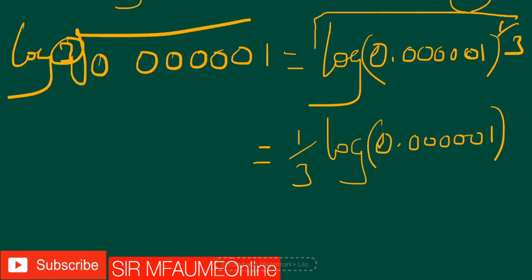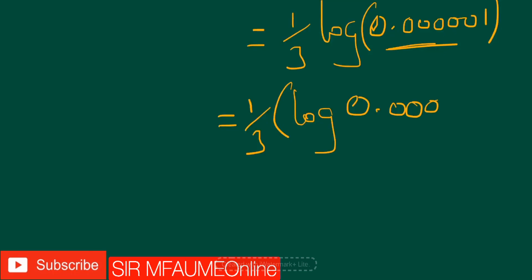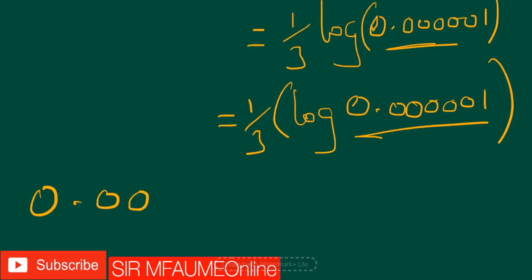Okay, now from there, this one can also be written in standard form. So if we need to write this number in standard form, it will be as follows. That one will be equal to 1 over 3 log 0.123451. Okay, now look at this one. We know that this 0.123451 will be equal to 1 times 10 exponent.